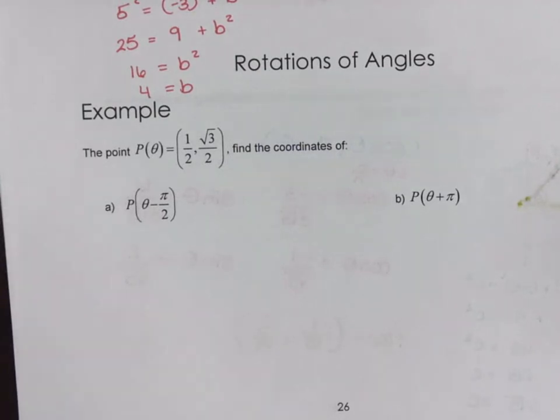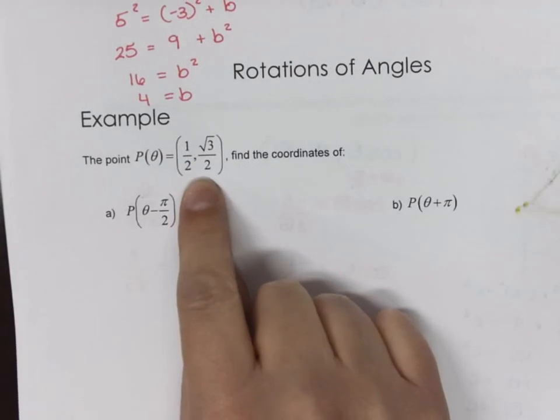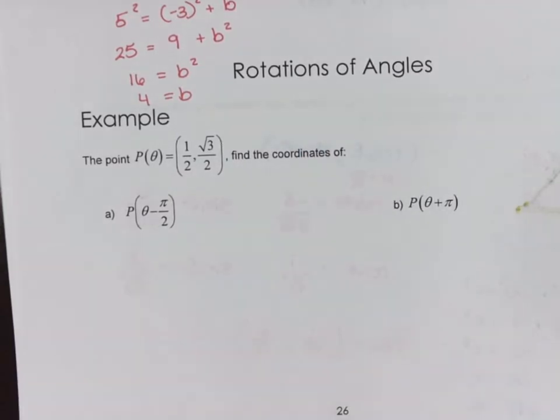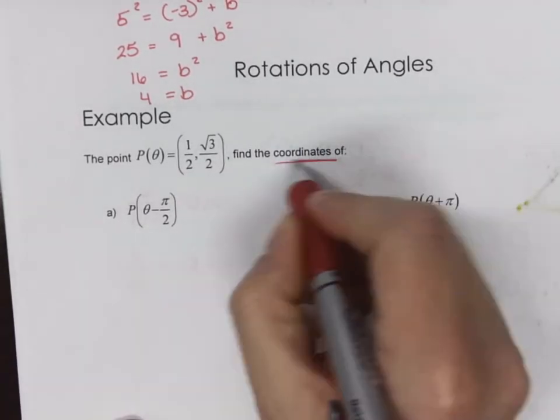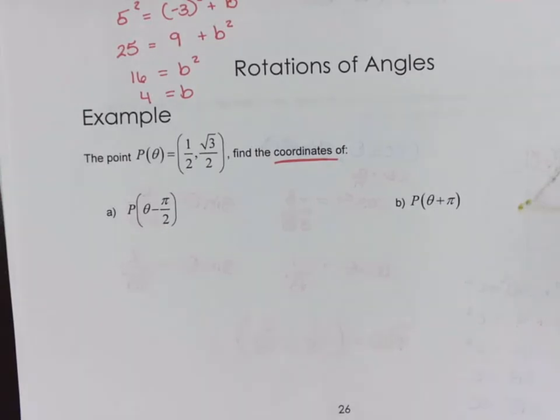Okay, all right, you ready? So here we go. We're going to find the coordinates. Here's the given coordinates. This is where we're starting. I don't know the angle. I know we can figure it out, but the angle doesn't matter. The question is asking me to find the coordinates. So I don't need to find the angle.